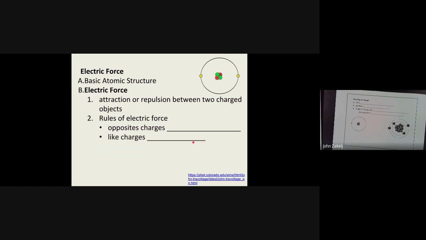So go ahead and define repulsion on your paper as well, and then we'll get on to talking about Coulomb's law. Coulomb's law is a scientific law that lets us quantify how strong that electric force will be, that push or pull between charged objects.